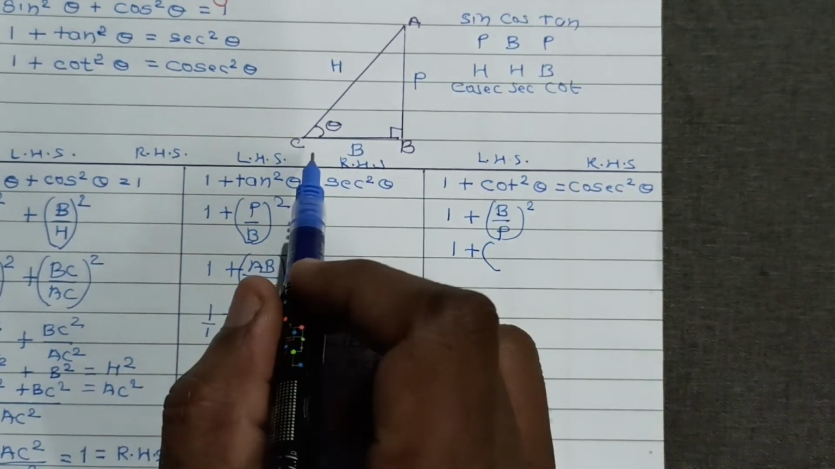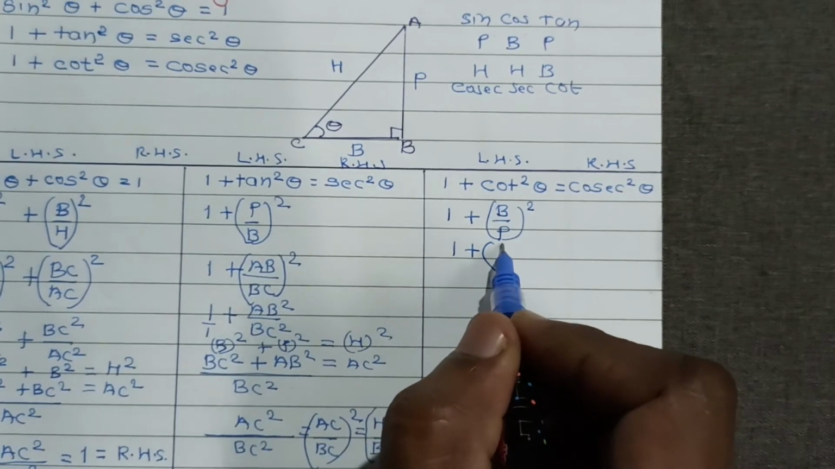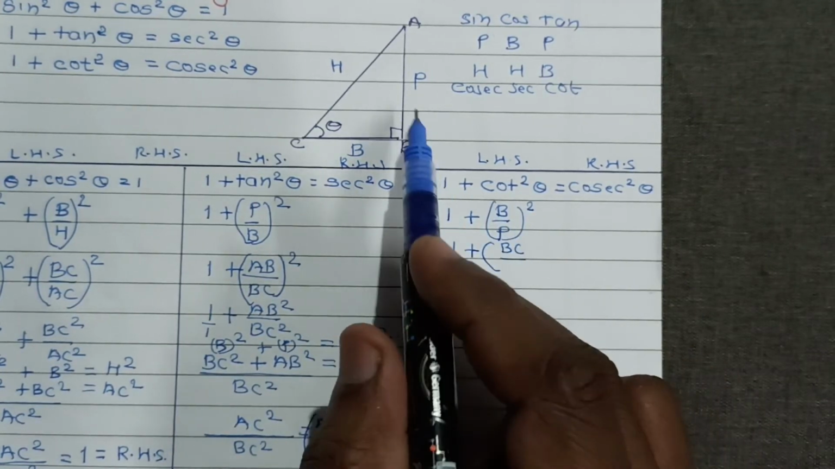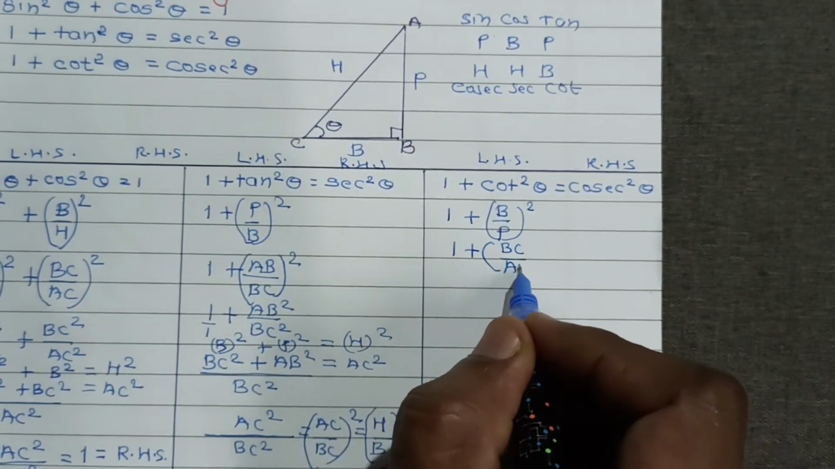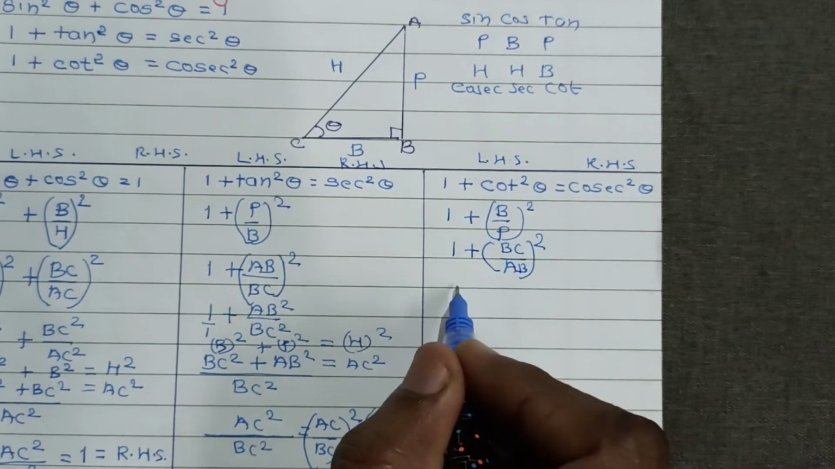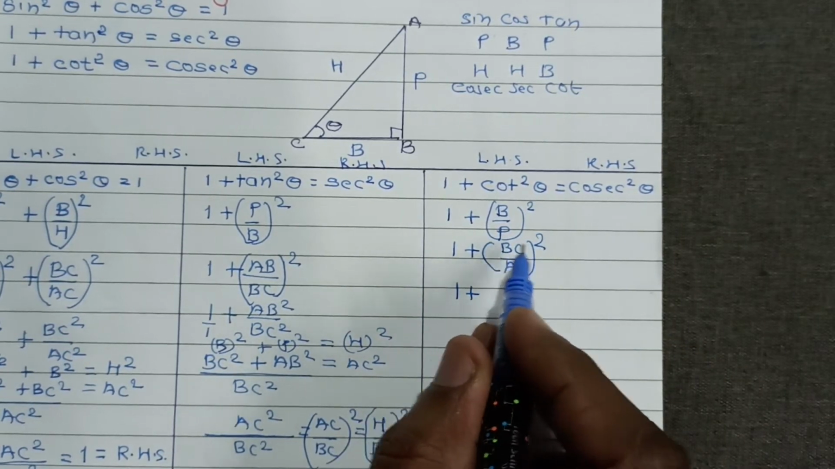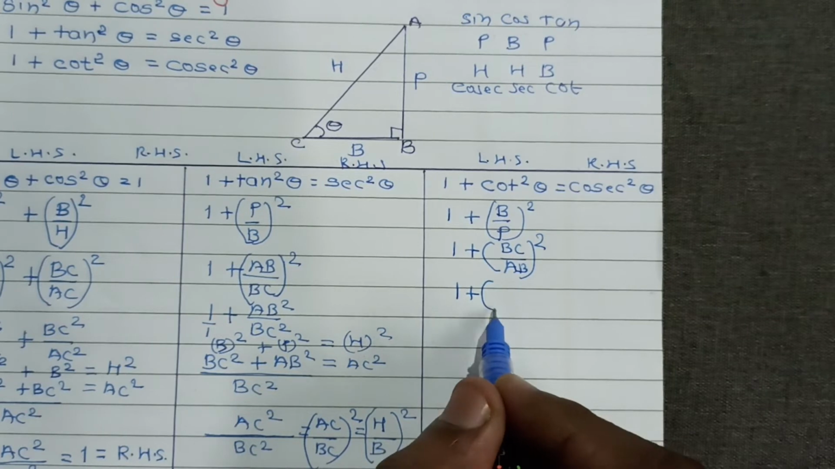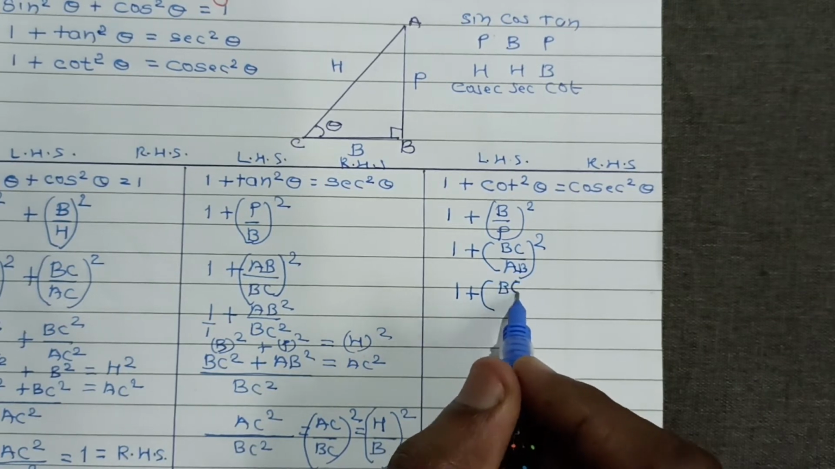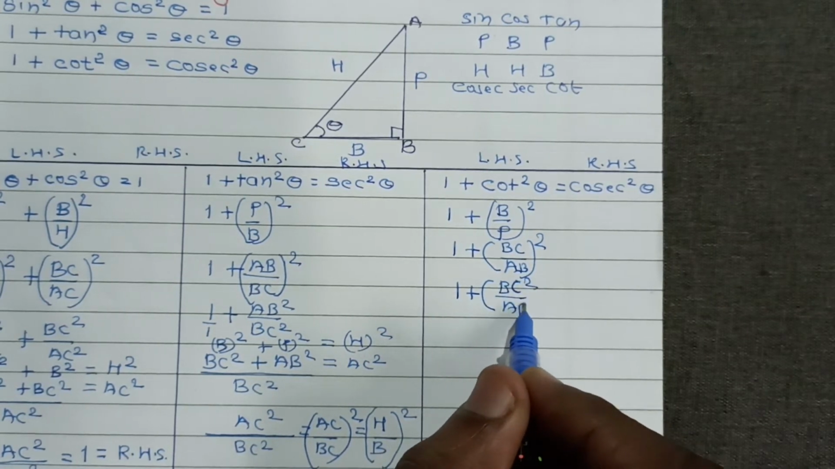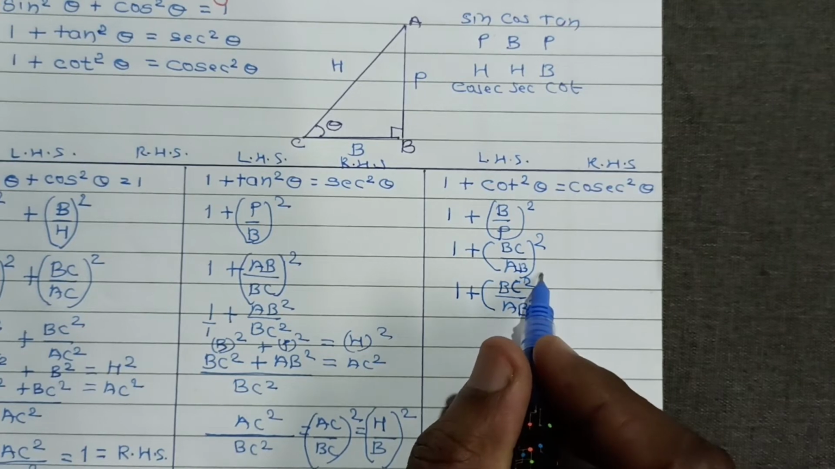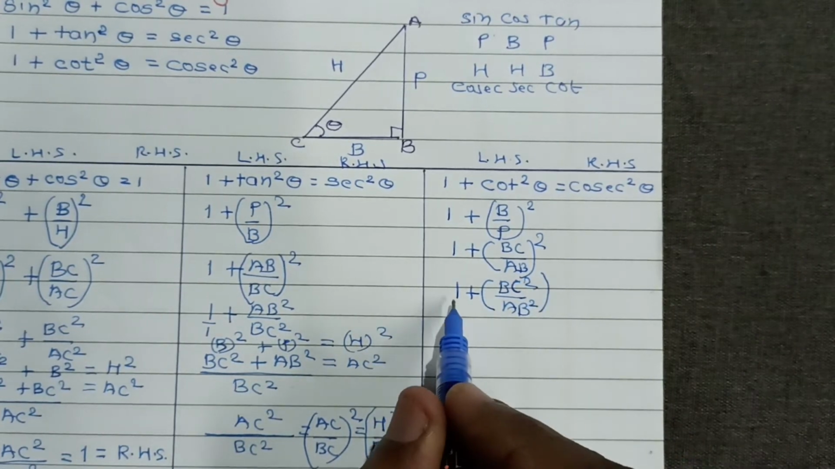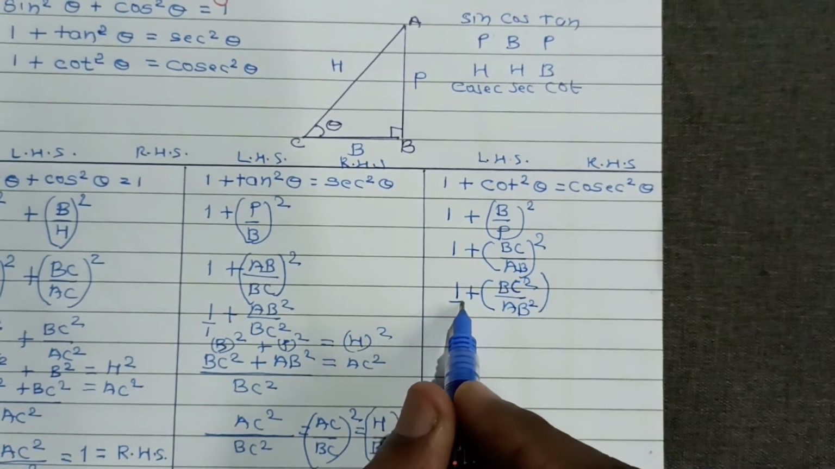So what is base here? BC. So BC upon what is perpendicular? AB whole square. So 1 plus this BC square and AB square you can write separately. So BC square upon AB square. Now this 1 you can write 1 upon 1.